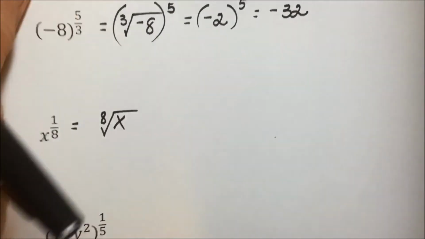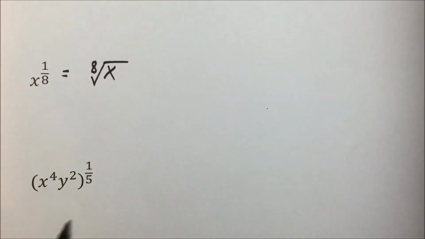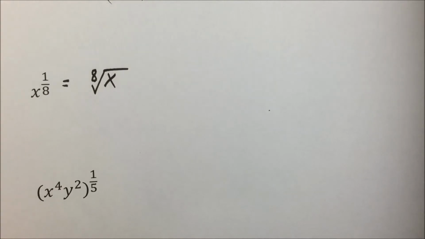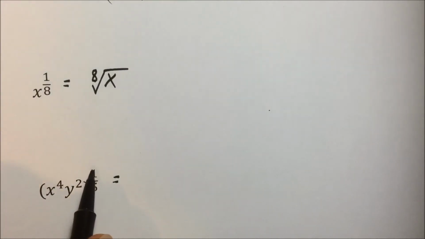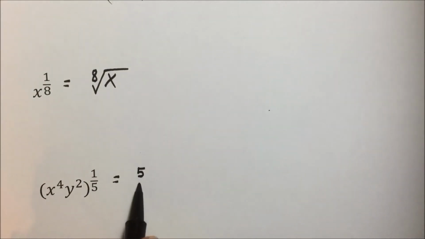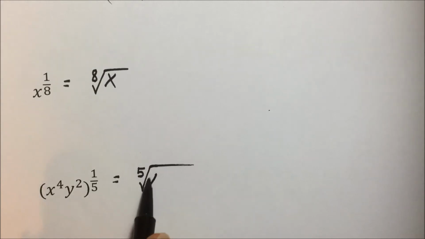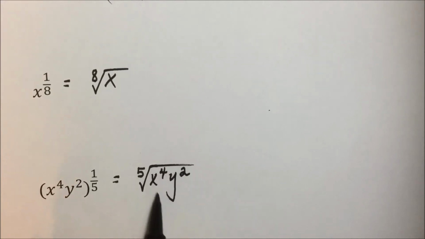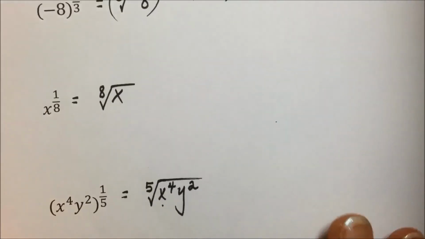The last example here, we have a quantity raised to the 1/5 power. Simplifying that, the denominator of our rational exponent becomes the index, so we're taking the 5th root of x to the 4th times y to the 2nd. Neither of these powers in the radicand are higher than our index, so we can't simplify that either.